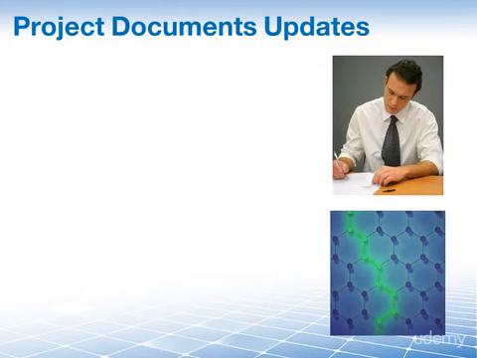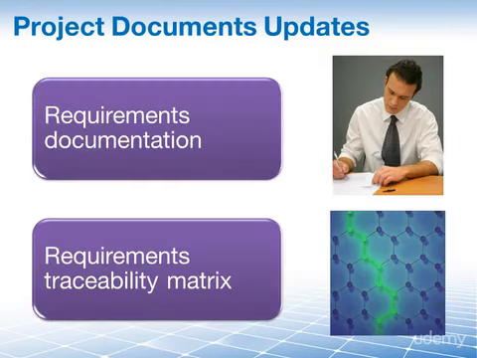initially two inputs to this process. They are the requirements documentation and the requirements traceability matrix. Remember, we're looking at requirements, we're reviewing them, we're making sure everything is still correct. Well, if we find any deviation when we apply our tool and technique of variance analysis, we're going to have to update our requirements documentation. We're going to possibly have to update our requirements traceability matrix.